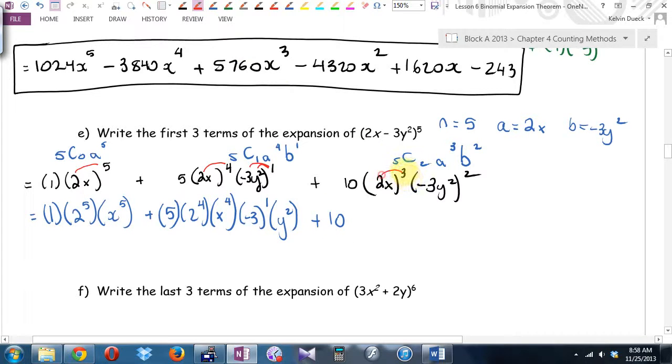Rosanna, can you see there's going to be a 2 to the third? And x to the third? Oh, and a negative 3 to the what? Squared? And then there's going to be, can you see it? A y squared squared. What's a y squared squared? Y to the fourth. We multiply exponents when we do a power to a power.